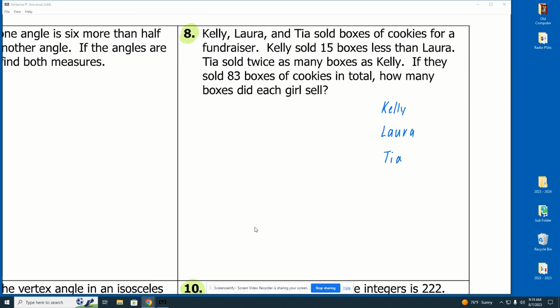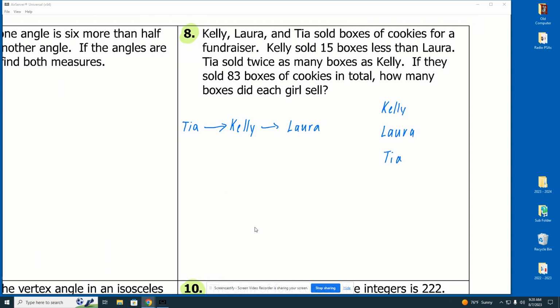Kelly sold 15 boxes less than Laura. Okay, so who's Kelly being compared to? Laura. Next sentence says Tia sold twice as many boxes as Kelly. So who's Tia being compared to? Kelly. Tia is being compared to Kelly, and Kelly is being compared to Laura. So therefore, what do you know? Laura. Always go to the root.